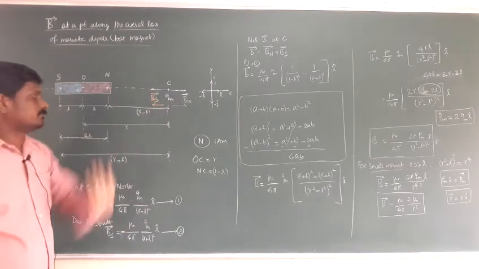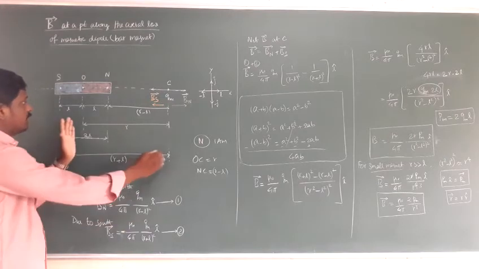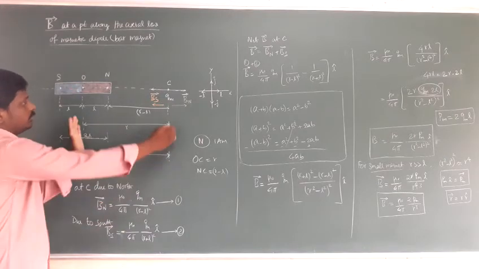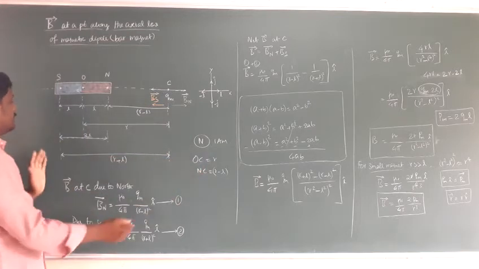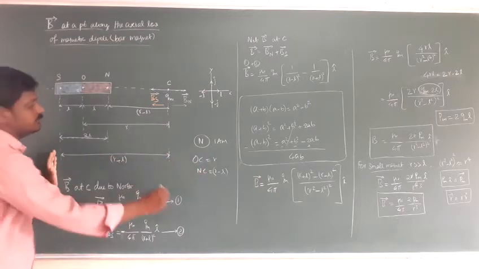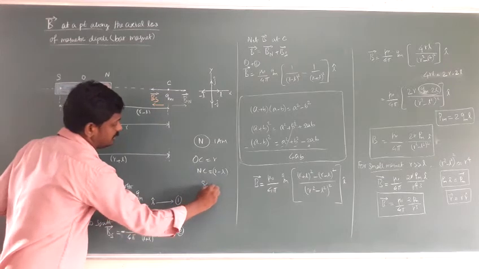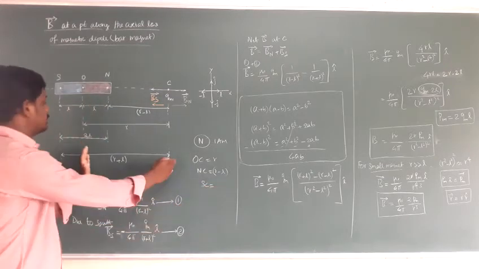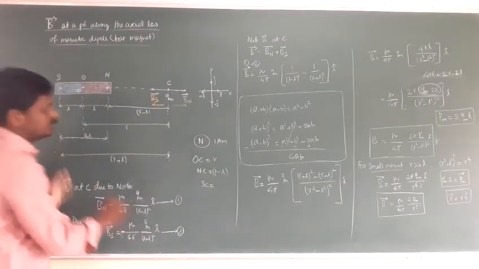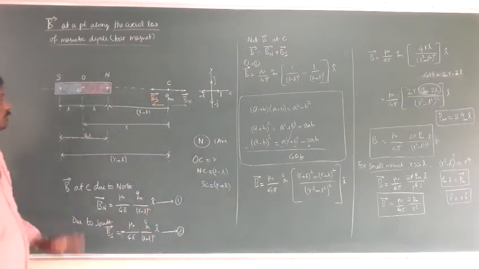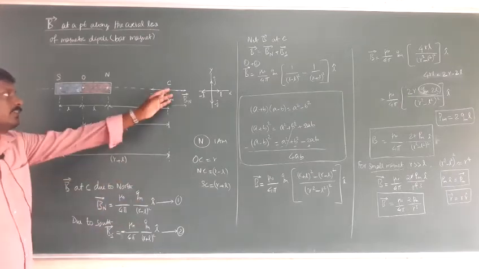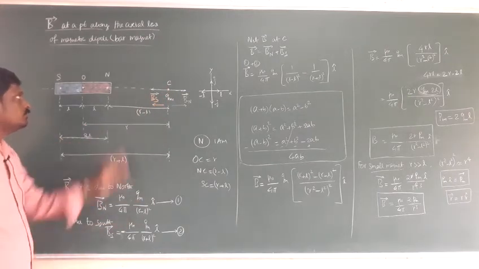Next, what is the magnetic field due to that south pole at the point C? From the origin O to C is R. So we need the distance from S to C. SC is equal to R already, and again plus L. So it's R plus L. That's all.